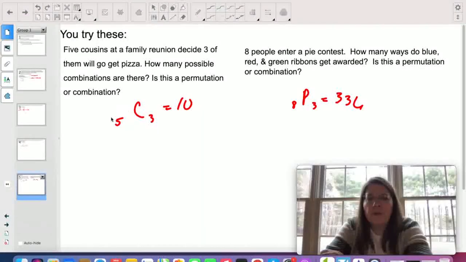Okay, for this one, it was a combination. You had 5 cousins, and you're just picking 3 of them to go get the pizza. So 5 choosing 3 gives me 10. And then here we've got 8 people entering a pie contest. We're awarding blue, red, and green ribbons. So order does matter here, so that's a permutation. And that would be 336 possible combinations there.